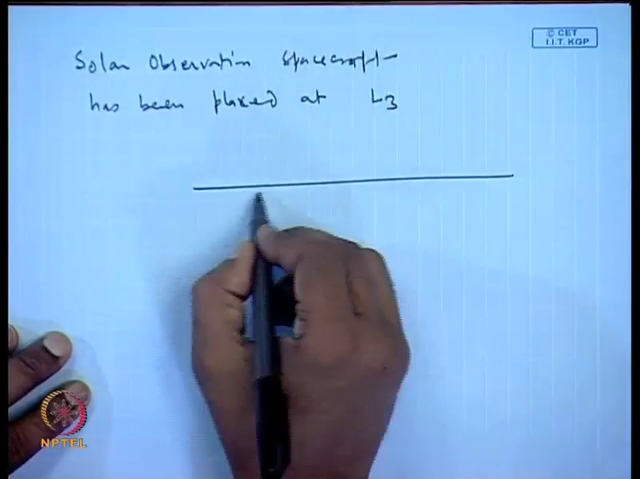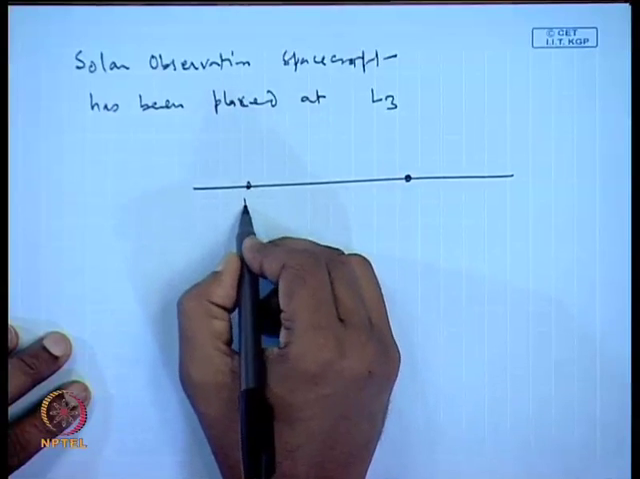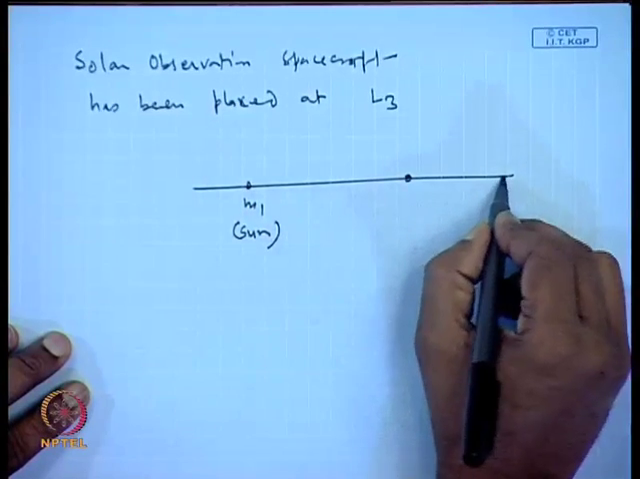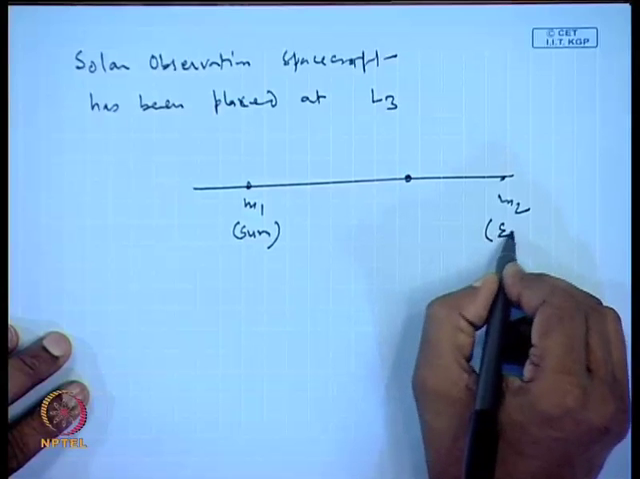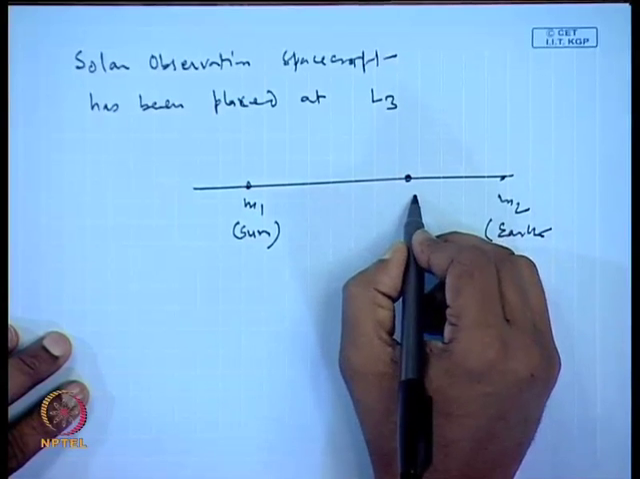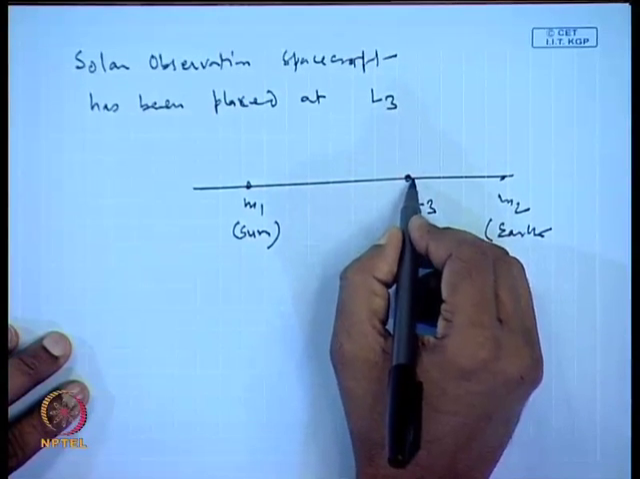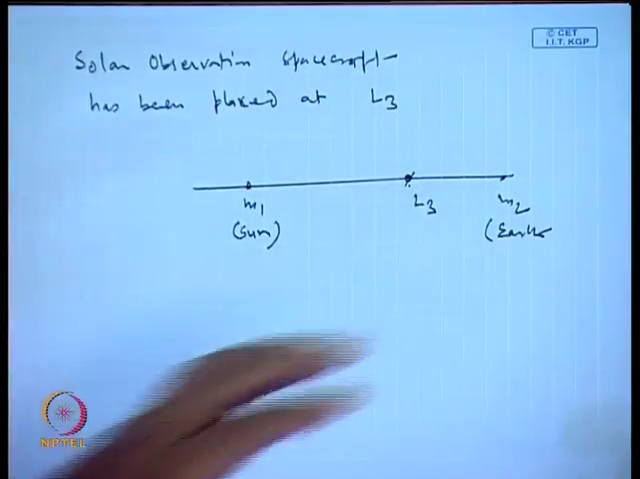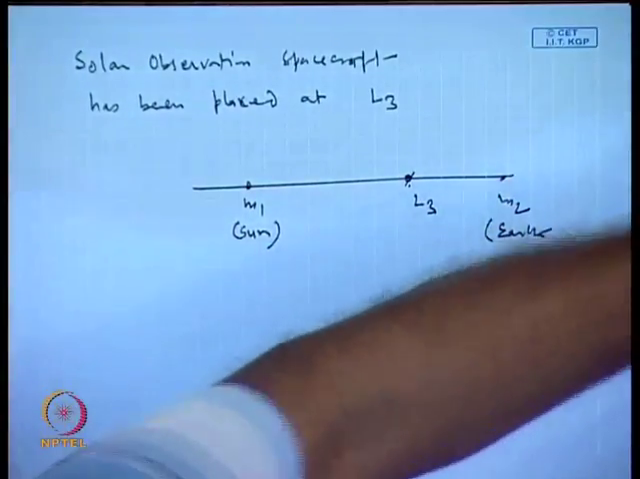So, L3 is present between these two masses, M1, this is the Sun, and here this is M2. So, this is Earth. So, L3 is present here in this place. Now, L3 we have taken in this case. Okay, we have taken here as L1.